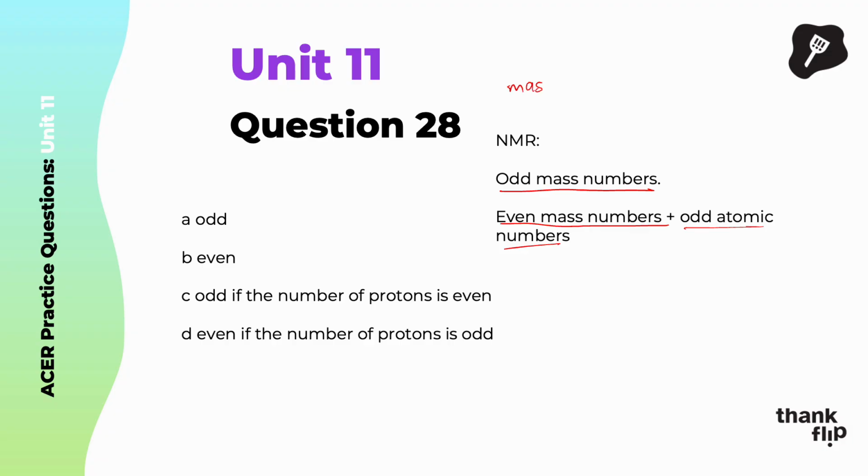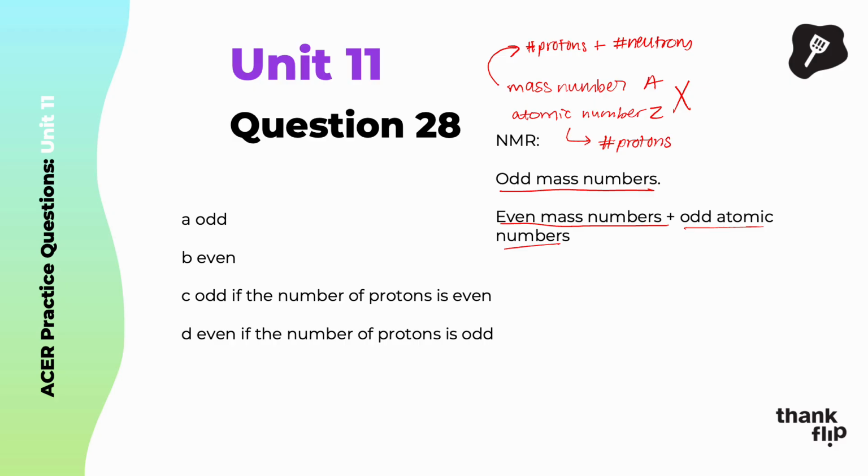Mass number, which is this part. And then we have the atom number or atomic number. Okay, so the mass number is the number of protons plus the number of neutrons. And then the atomic number is essentially the number of protons.